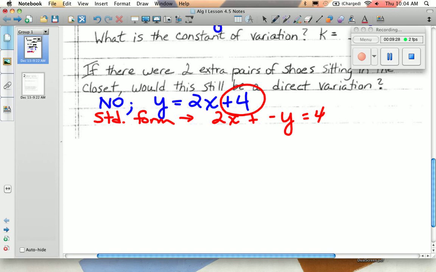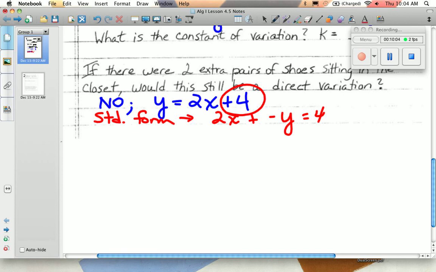When it's in standard form and it's direct variation, what has to be true? Go look up above in your notes. What does it say up there? It has to have a constant of variation. Well, okay, constant change. There is a constant change going on here. It's still 2. But it's just not considered a constant of variation because there's something else going on.